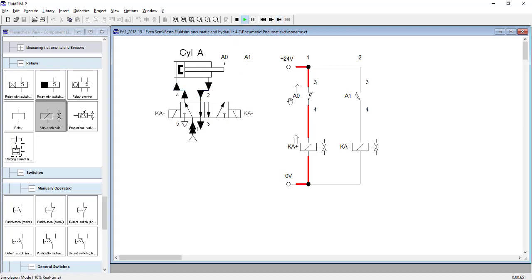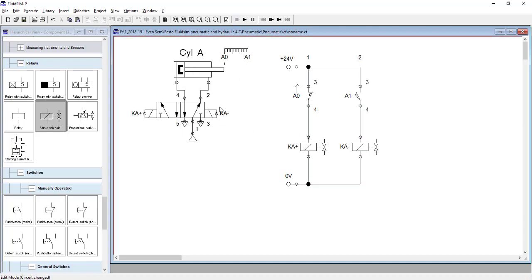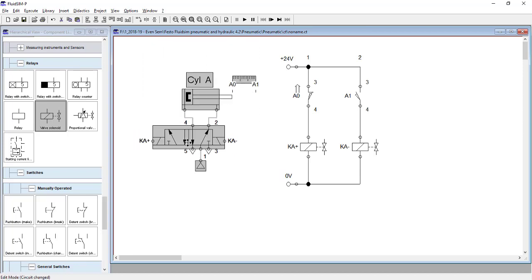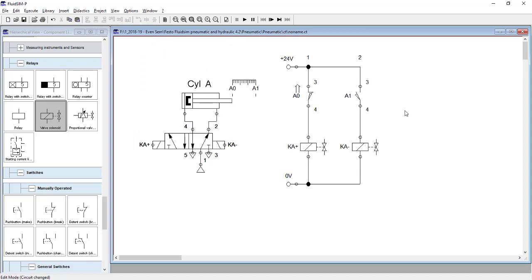This will keep on happening. A0 will get activated, so Ka plus will happen. A1 will get activated, so Ka minus will happen. And this is how this circuit can be made. This is a simplified circuit, but it is 100% acceptable in your exam. I will show you what a latching circuit is and how to draw circuits with two cylinders in the next lecture. Okay, so thank you.